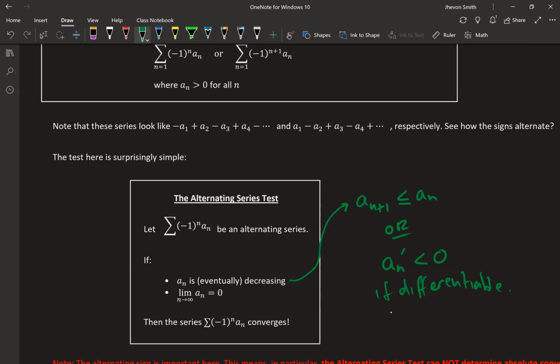As long as it's eventually decreasing, you can apply this test. And this test is really nice because it allows you to determine what's happening with a series just by taking a limit. You can only do this when it's alternating. In general, the limit being 0 doesn't tell you anything. However, for alternating series, if the a_n terms are decreasing and the limit approaches 0, you can conclude that it converges.